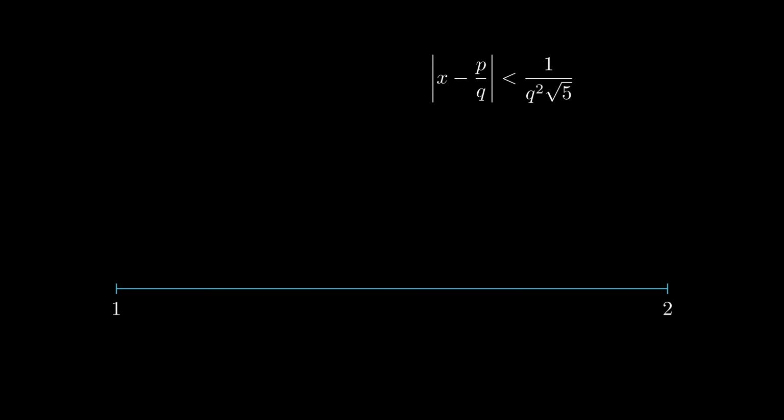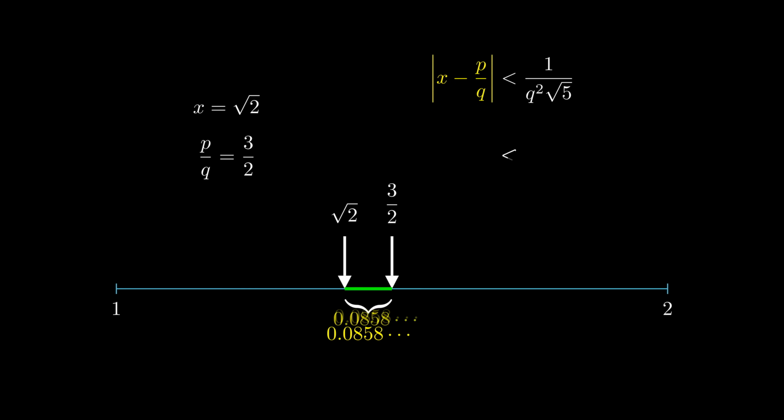First, we select an irrational number. Let's choose square root of 2 like before. Now let's test whether a rational number satisfies this inequality. The left side is the distance between the irrational number and the rational number. We plug the denominator into the right side. Notice that this satisfies our inequality, so 3/2 works.